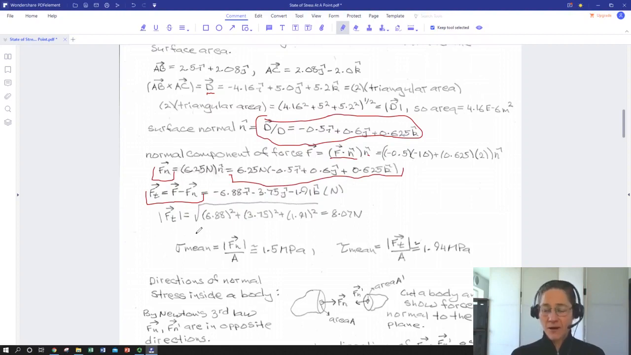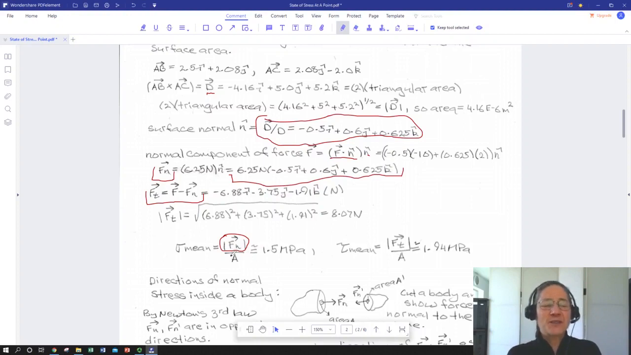So to get our average over that small plane, sigma mean is just going to be the magnitude of the normal component of the force divided by that area. So that's where finding the area of the triangle was somewhat useful. We can actually use properties of vectors to get that triangular area if we needed to. So basically we're doing the normal component of the force divided by this smaller area, pretty similar to our average normal stress calculation formula.